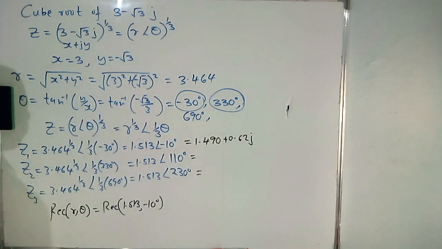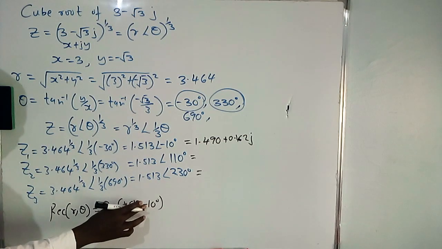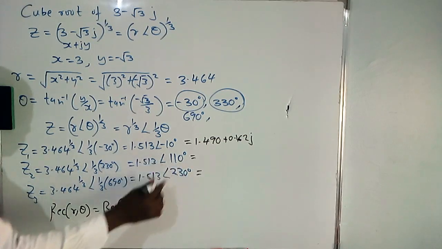Are we together? You simply look for the rectangular form of r theta. Instead of saying that x is r cos theta and y is r sin theta, that is a long process, isn't it? Are we together? You simply look for the rectangular form of r theta. Then you move next. The rectangular form of 1.513, 110 degrees.